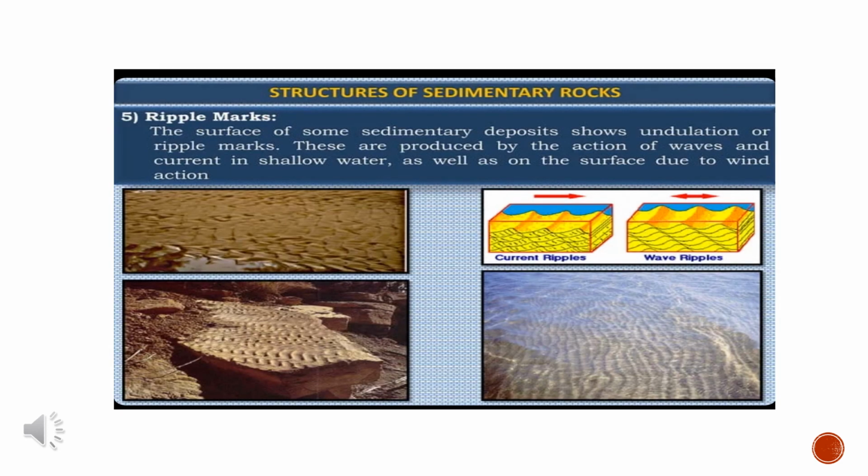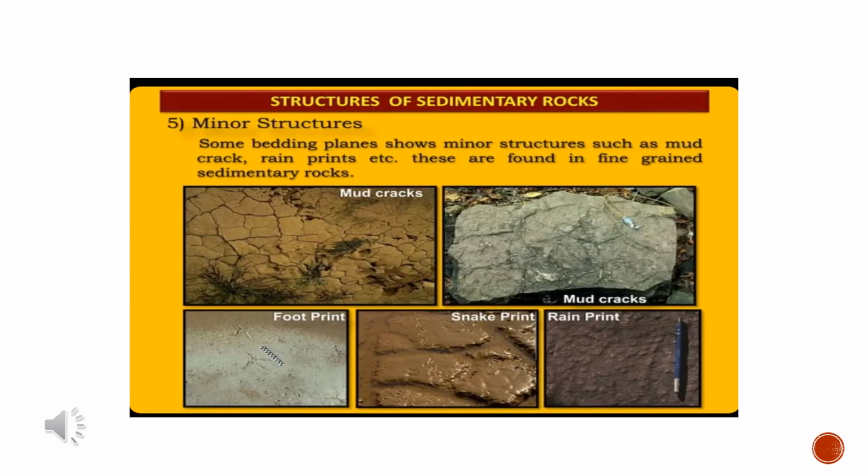Fifth, ripple marks. The surface of some sedimentary deposits shows undulation or ripple marks. These are produced by the action of waves and current in shallow water as well as on the surface due to wind action. Lastly, minor structures. Some bedding planes show minor structures such as mud cracks, rain prints, footprints, snake prints. These are found in the fine-grained sedimentary rocks.